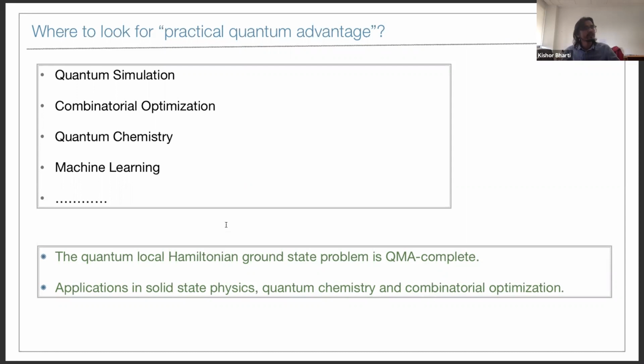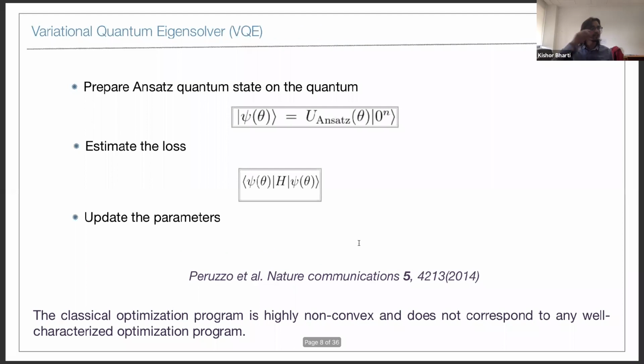So these are some areas where one can hope to get some advantage in the NISQ era, if at all possible. One of the canonical algorithms developed in the NISQ era for NISQ devices is the variational quantum eigensolver.